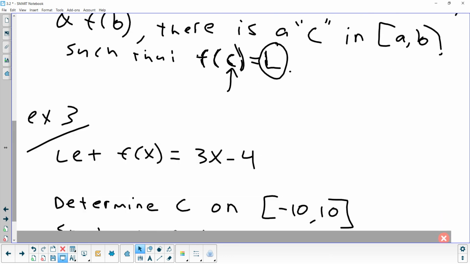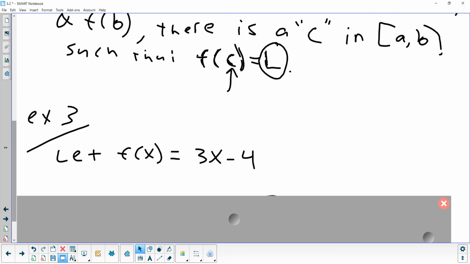So let's look at this one. So we have a function, f of x equals 3x minus 4.